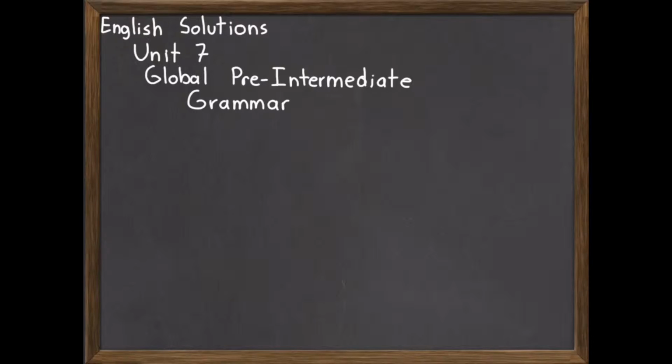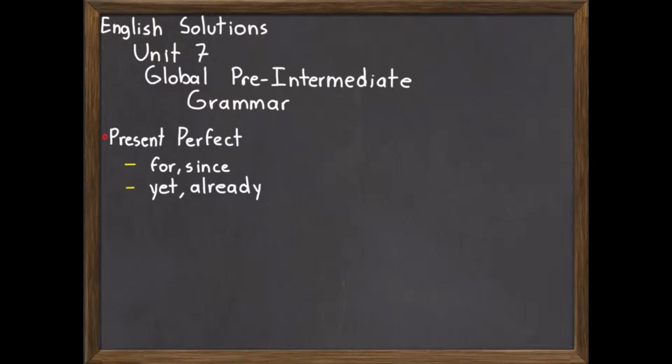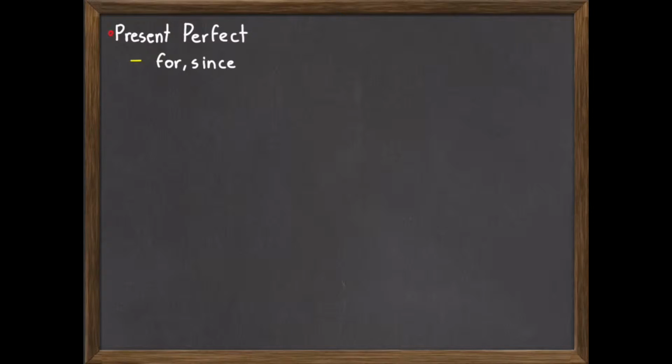Today we will be looking at Unit 7 in the Global Pre-Intermediate book, and we will be focusing on the grammar section. Now in this grammar section, we will be looking at present perfect and how it's used with the words for and since and yet and already. We're going to look at a few rules and a few examples about these. So let's start. First, present perfect with for and since.